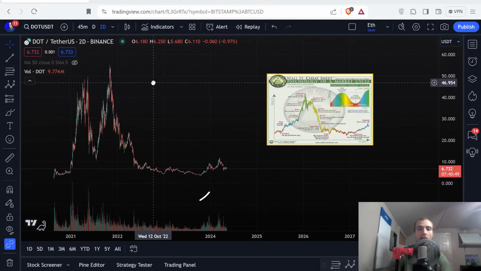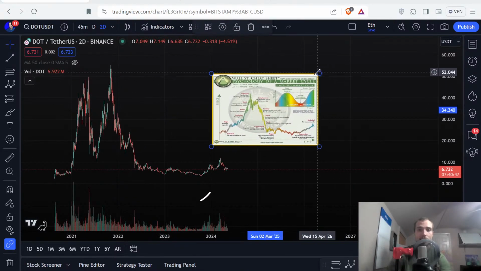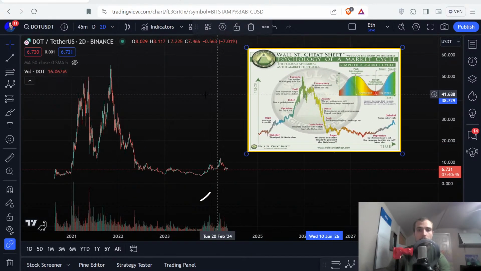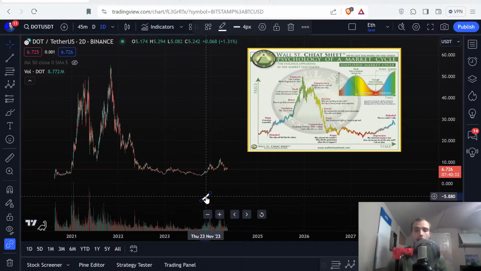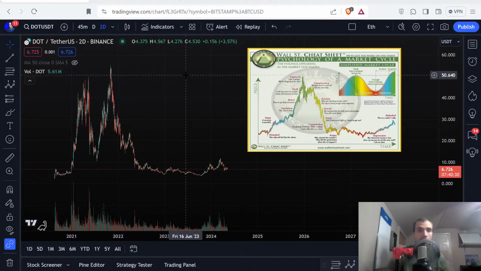All right. If you don't know about the Wall Street cheat sheet, it really is so helpful. Now, a lot of people misuse it. A lot of people don't understand it. A lot of people use it wrong. Like I said, they misuse it. But it's so helpful if you understand how to use it. So basically, this is the Wall Street cheat sheet.